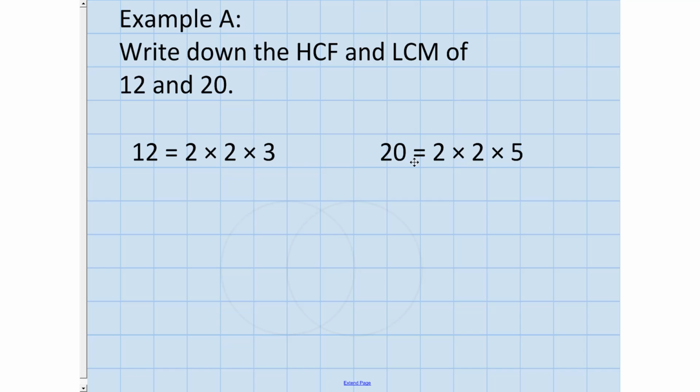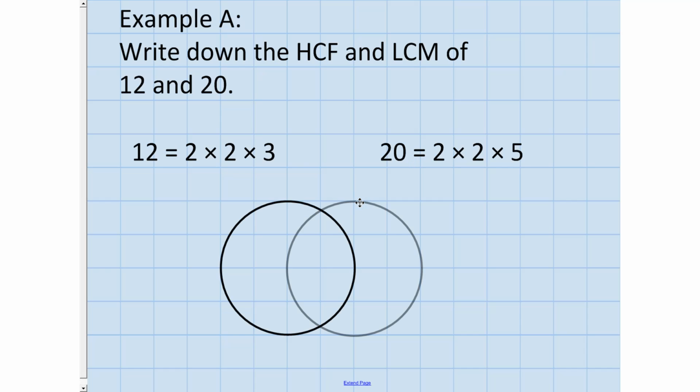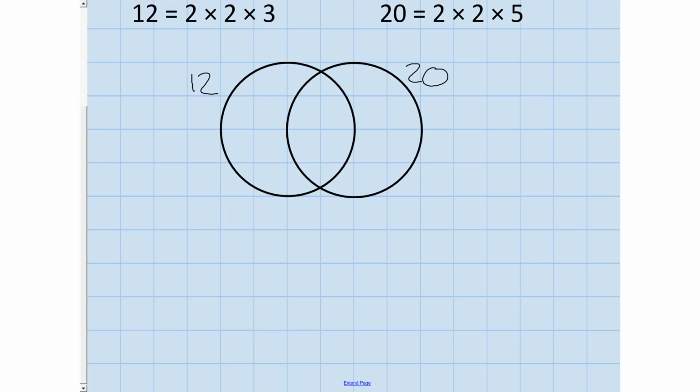What we do then is we draw two overlapping circles. In the left hand circle we're going to put all the prime factors for 12, and in the right hand circle we're going to put the prime factors for 20. Now with the overlap we're going to put the prime numbers which both share as factors. Now if we look at 12 we've got a 2, and if we look at 20 we've got a 2, so we can put a 2 in there.